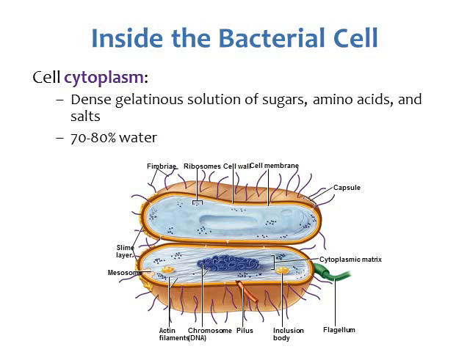So inside of the cell, inside of your plasma membrane or cell membrane, you're going to have the cytoplasm. And I mentioned it in the first part of the chapter. The cell cytoplasm is just a dense gelatinous solution. So it's kind of like jello, watery jello. It's made up of water, so it's 70 to 80% water. And then in that water we have sugars dissolved in it, we have amino acids, and you also have salts that are all dissolved in this cytoplasm.